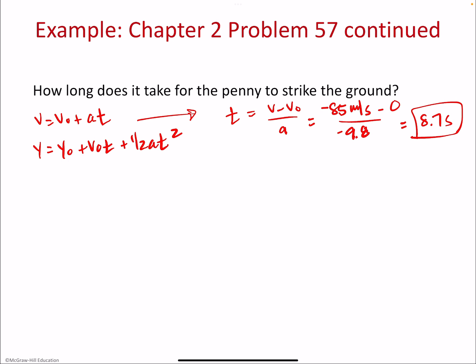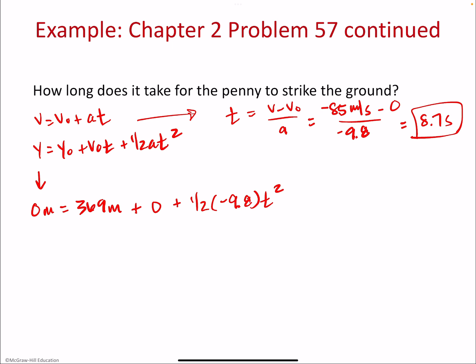If we would have done it this way, what would this value have been? 0. What would y not have been? 369. What would VO have been? 0. So all of that would have gone away. Plus 1/2 times negative 9.8 times t squared. This is a good reminder how to rearrange our equations, okay? If that's something that is troublesome for you, hopefully this is good practice.